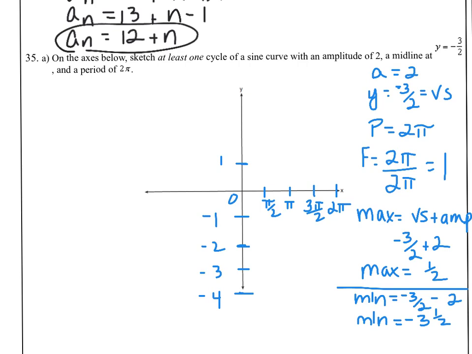I always like to do the midline first, so let's look at the midline. The midline is at negative 3/2, which is negative 1.5. So that means my midline is right here. Okay, and it doesn't talk about any horizontal shift.